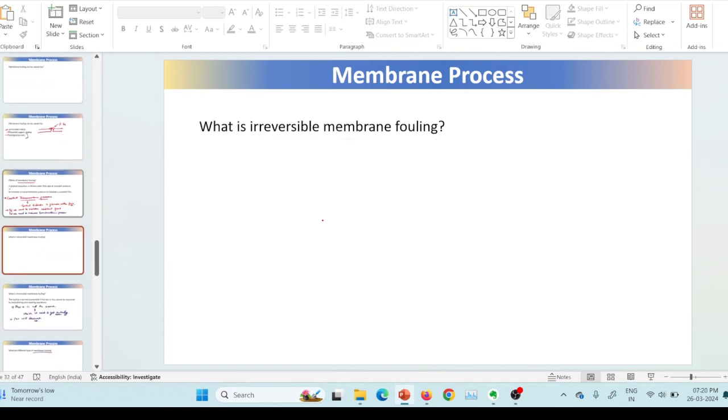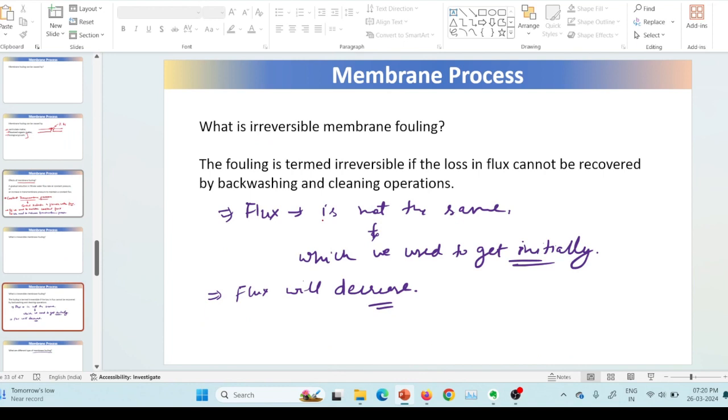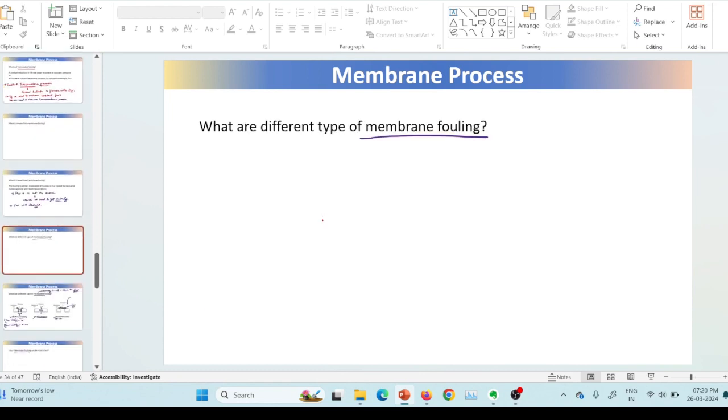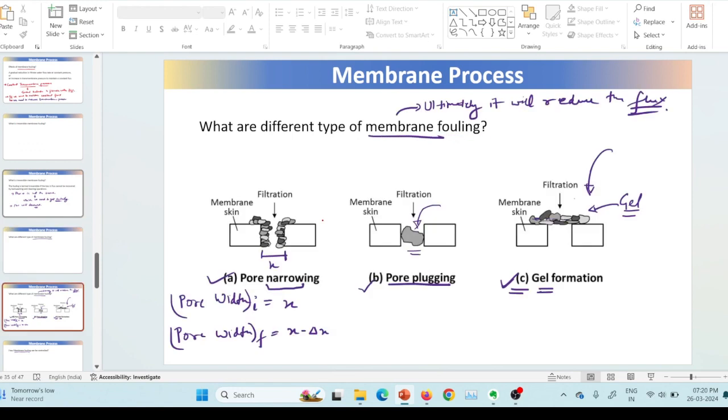Irreversible fouling is when, even after cleaning, the flux will not be equivalent to what it was initially. So there will be some decrease in the flux. Then we say it is irreversible membrane fouling. And what are the different types of membrane fouling? We studied pore narrowing, pore plugging, and gel formation.